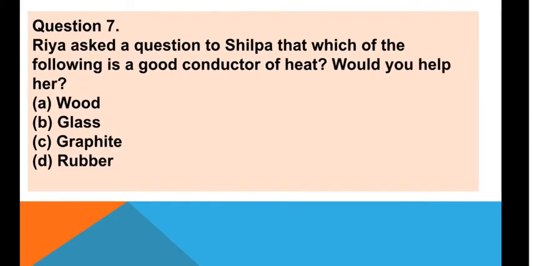Now we have question number 7. Riya asked Shilpa which of the following is a good conductor of heat. Would you help her? Option A, wood. Option B, glass. Option C, graphite. And option D, rubber. So among these, graphite is a good conductor of heat, because wood, glass and rubber are non-metals. So the correct answer will be graphite.